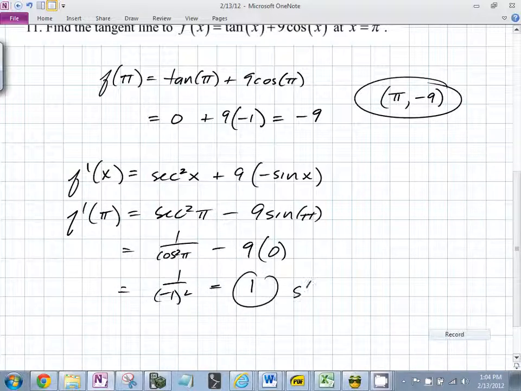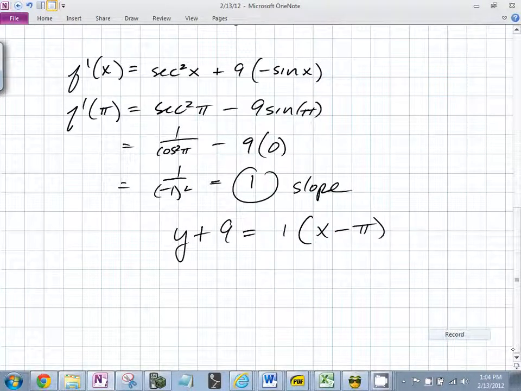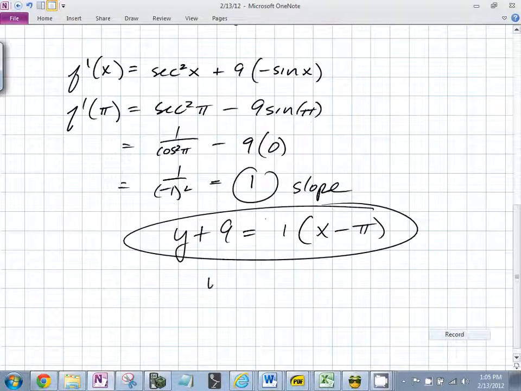That's the slope, and we have the point. So what's the equation going to be? y plus 9 equals 1 times x minus pi. All done. There it is. That's all you need. You could clean that up and say y plus 9 is equal to x minus pi. That's fine.